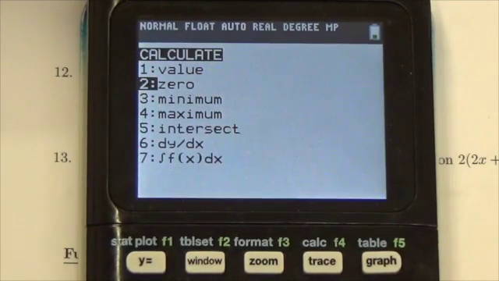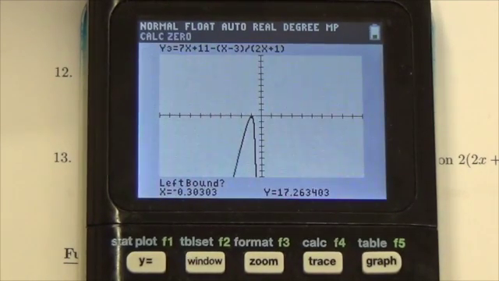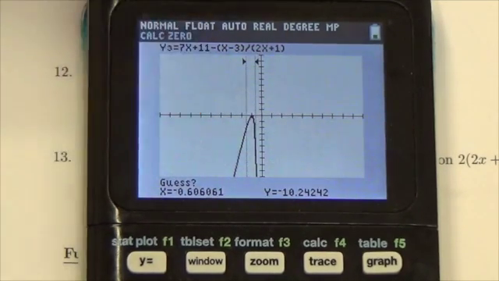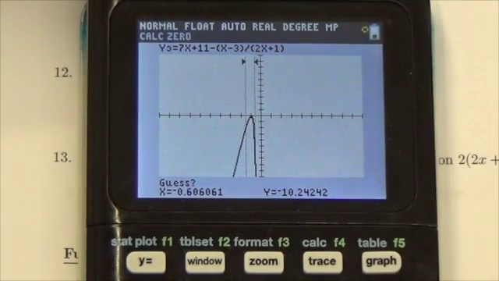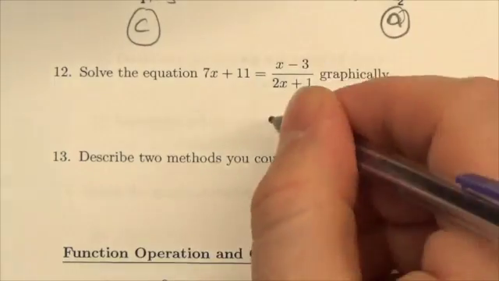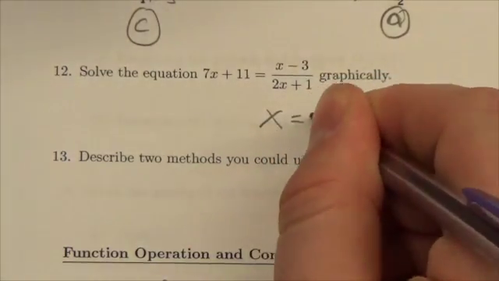Now I'm going to look for the 0 here. First, I move my cursor to the left of that 0 and press enter. I move it to the right of that 0 and press enter. It's going to look for the 0 in between. Press enter to get past the guess, and I'm getting -1 as my value here. So our solution is x equals -1.